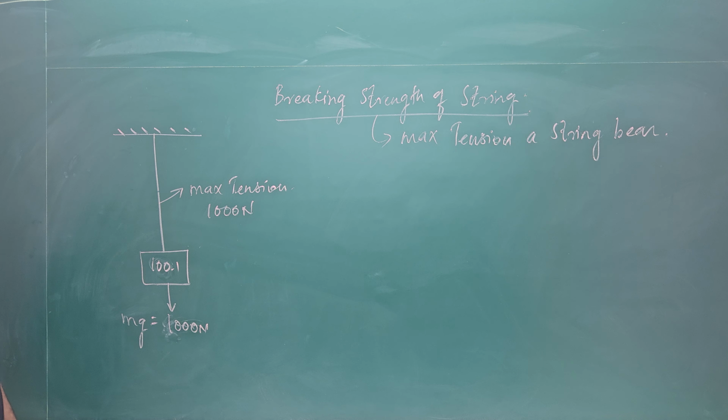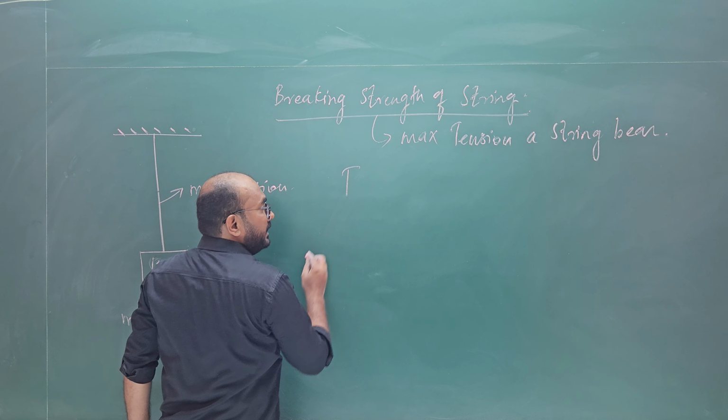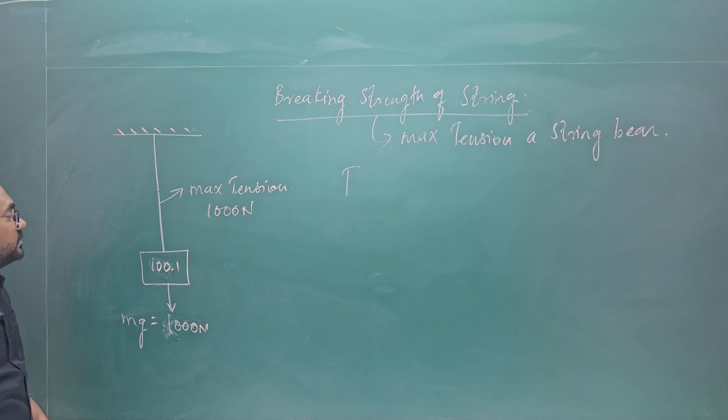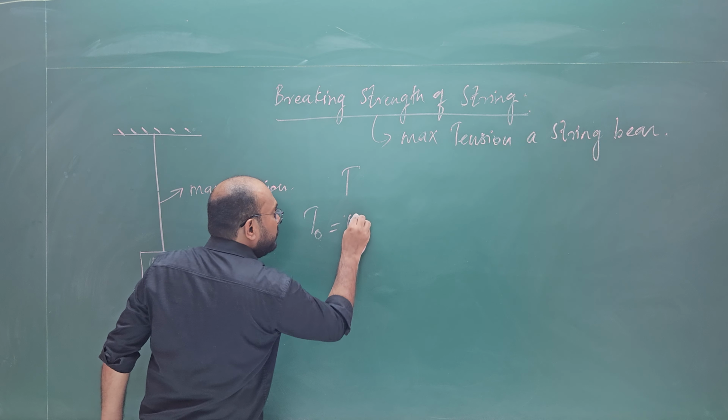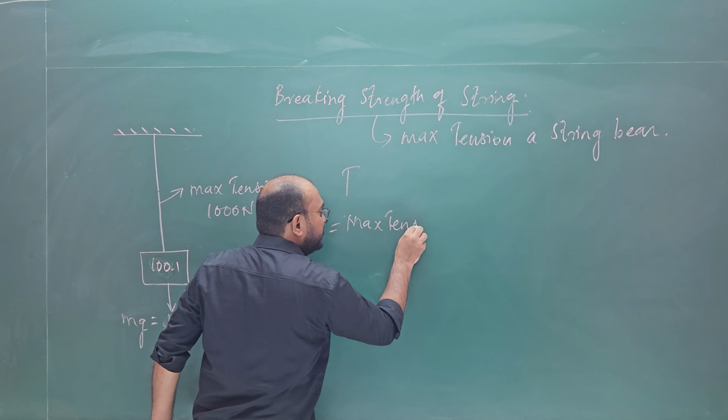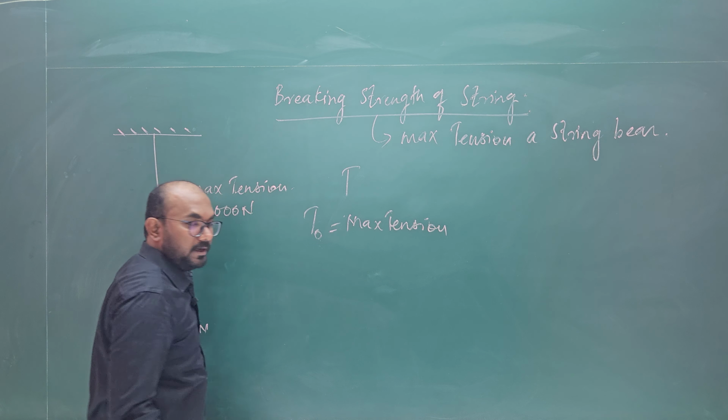So can I say that T will be the given tension on the string, and T naught is the maximum tension that the string can bear. T is the given tension by any means, either the mass or whatever it may be. If T is equal to T naught, will the string break? No. So no breaking.